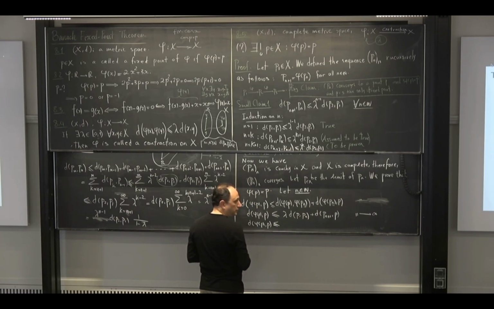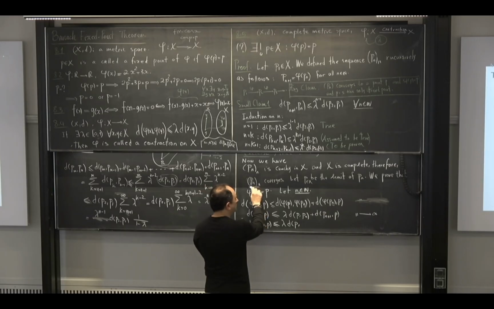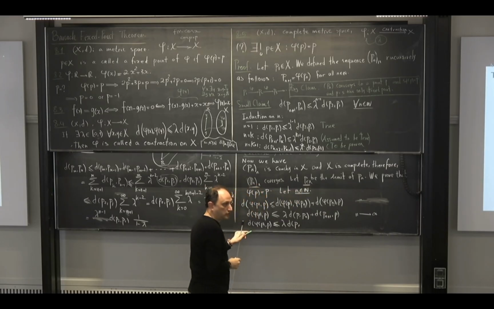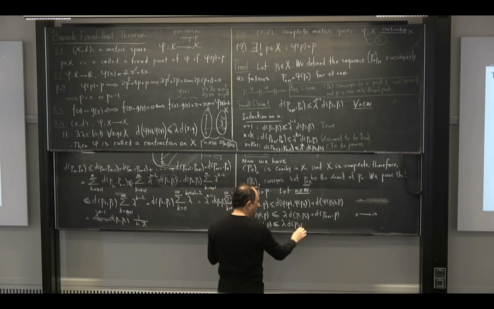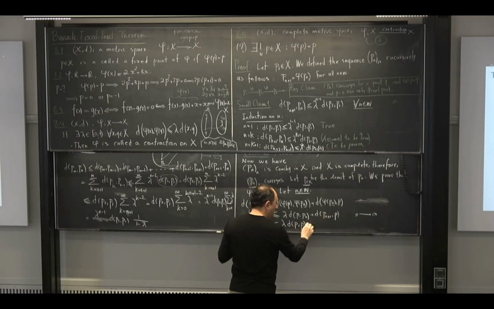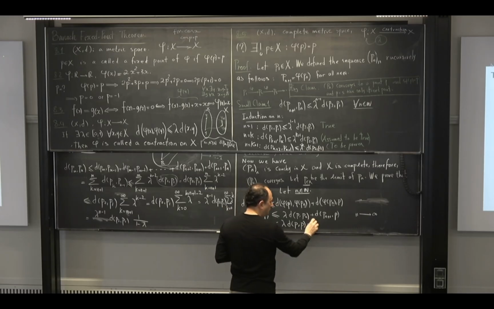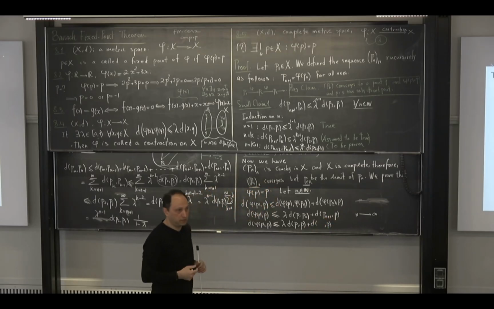Then I send n to infinity. This becomes lambda, copy-paste d, copy-paste P. But what can I write for P_n when n goes to infinity? It converges to P. So this becomes d(P, P). But one more thing. What happens to this one? What happens to P_{n+1} when n goes to infinity? It also goes to P.